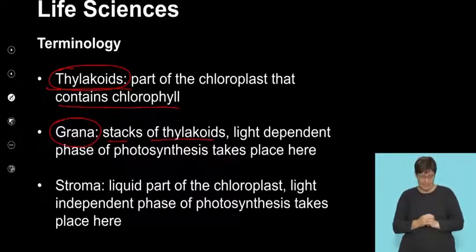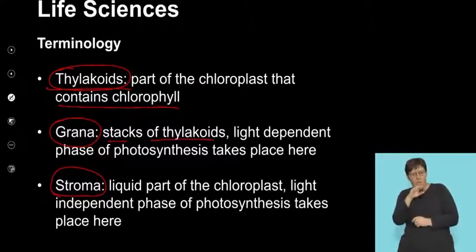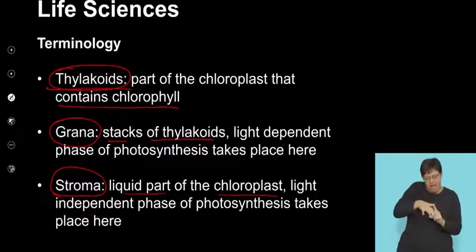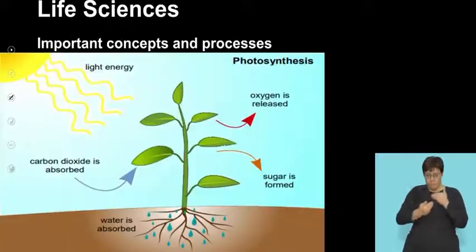It's important that we recognize an area in the chloroplast which is called the stroma, and that is the liquid part of the chloroplast in which a process of photosynthesis takes place.